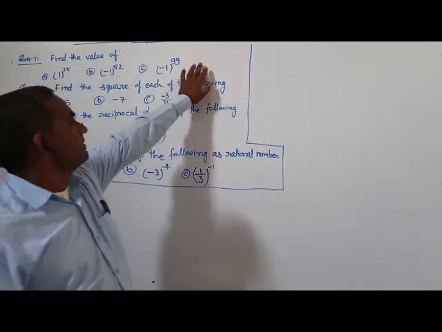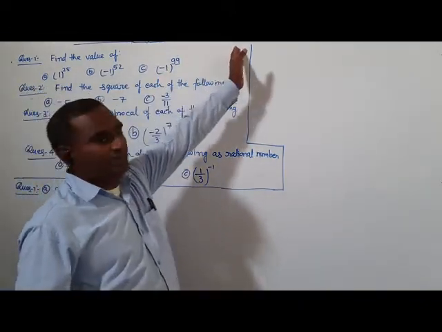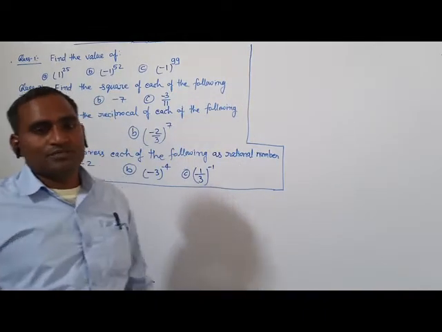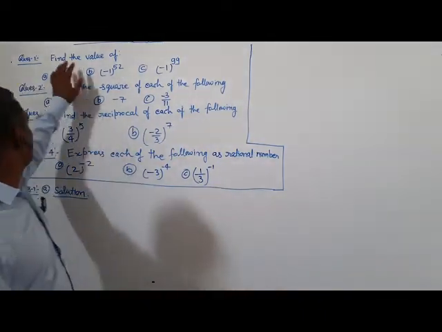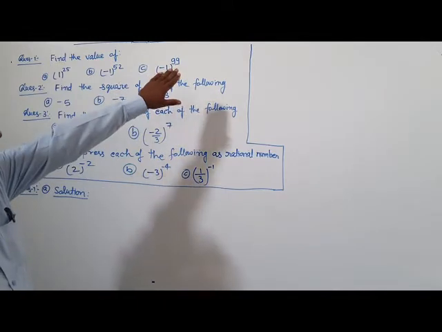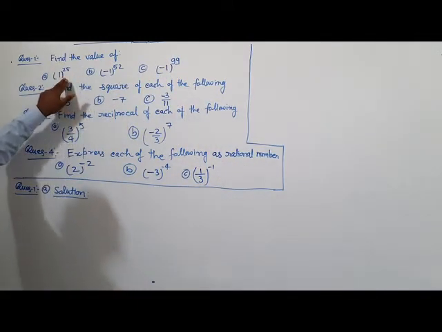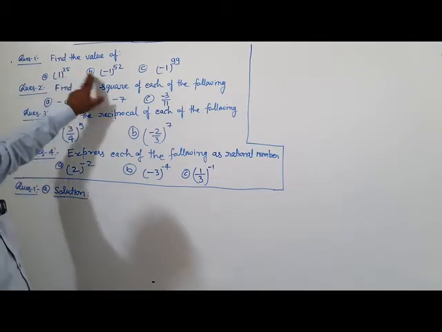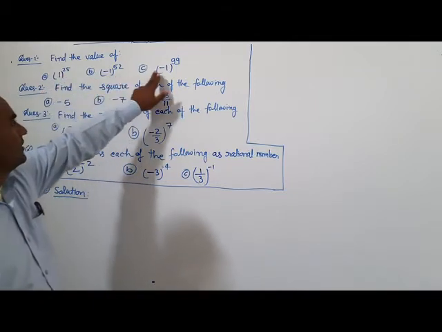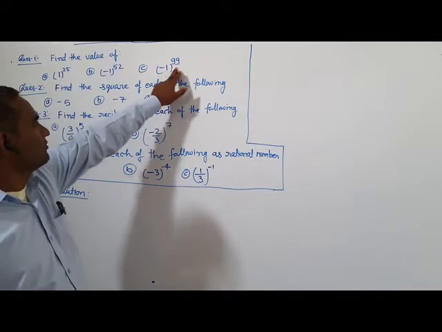All of us were studying about the exponent. So we have to solve some questions of exponent. Find the value of (a) 1 raised to the power 25, (b) (-1) raised to the power 52, (c) (-1) raised to the power 99.